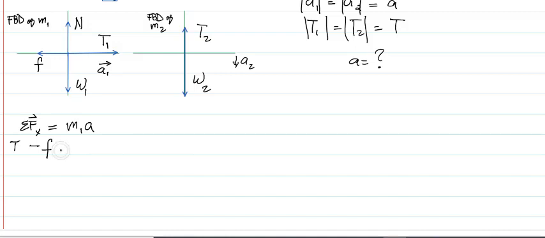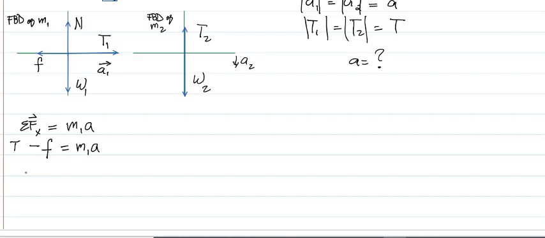Since N is vertical and W1 is along vertical, we only have these two forces, and this is equal to our M1A. So this is our first equation, and since we do not have the value of T and the value of F, we cannot proceed.